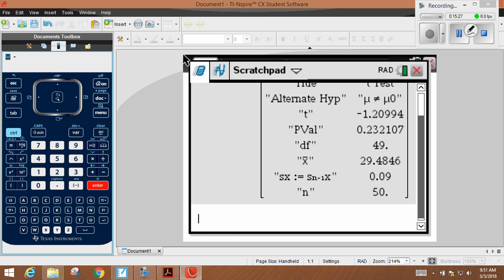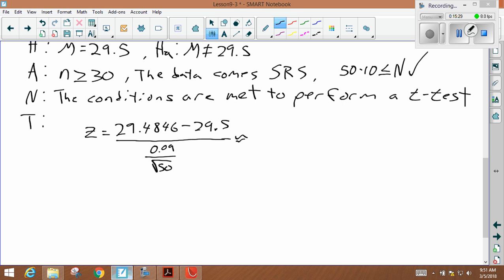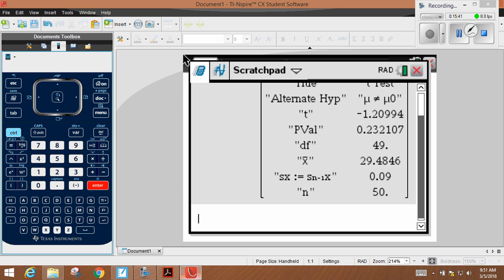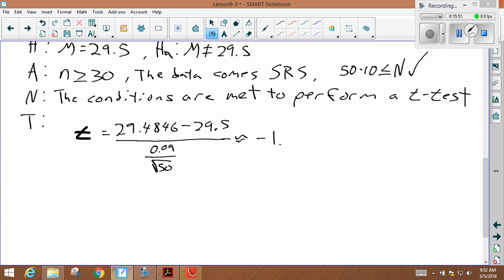Did I write z? Oh, silly me. Sorry. T. And T is negative 0.209 and negative 1.21. Let's go with that. Okay. So we got our test statistic.